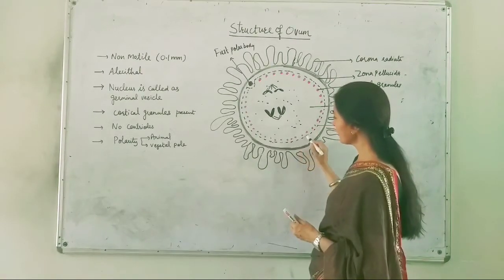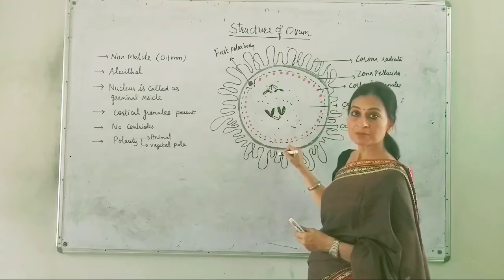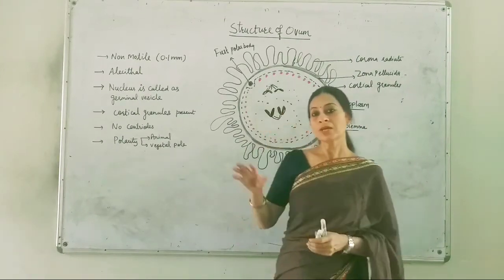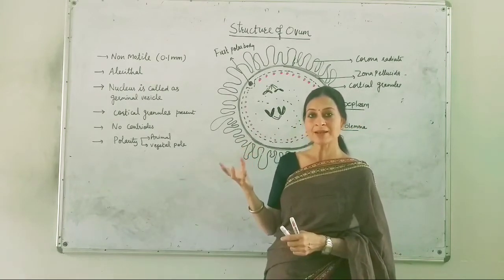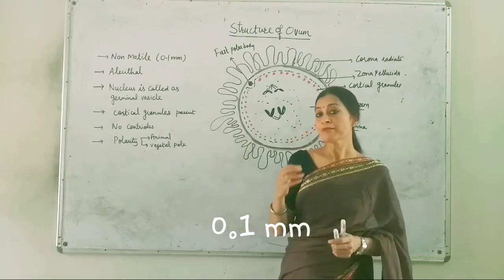Here I have drawn a line which is representing its plasma membrane. But if you compare its size with other cells of the body, you can see that it is larger. Why is it larger? It is near about 0.1 millimeter in size. And why is it larger?